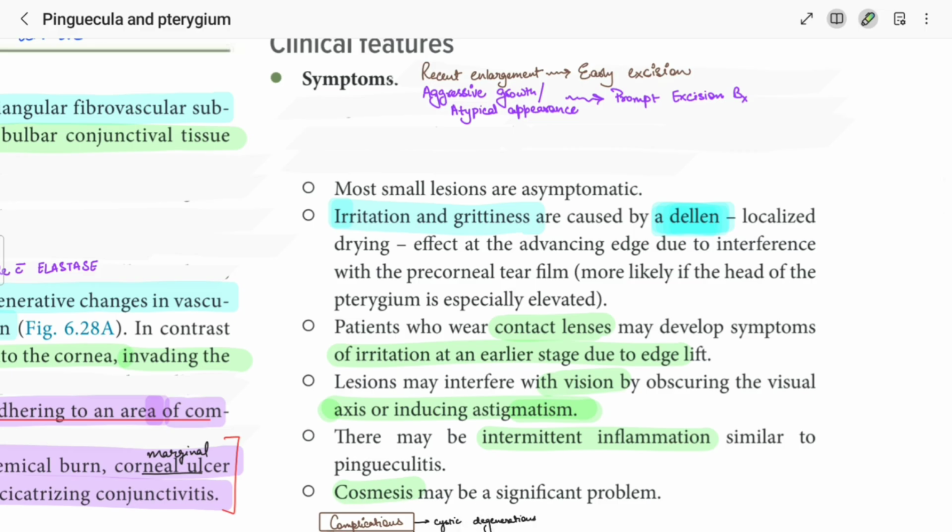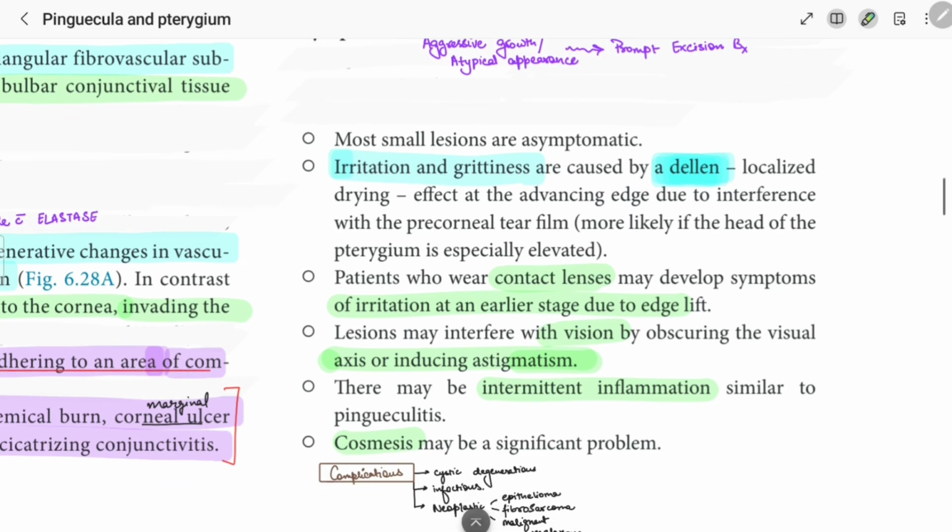Coming on to clinical features of pterygium. The basic point is that if there's a recent enlargement, we should go for early excision. And if the pterygium shows extremely aggressive growth or is of atypical appearance, then we should go for prompt excision biopsy to rule out any kind of neoplasia like OSSN. I'll tell you in detail what the points for an atypical appearance of pterygium are.